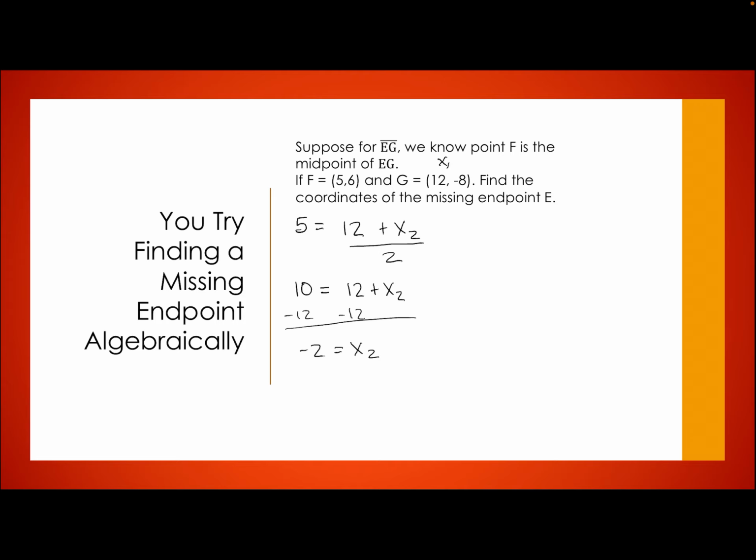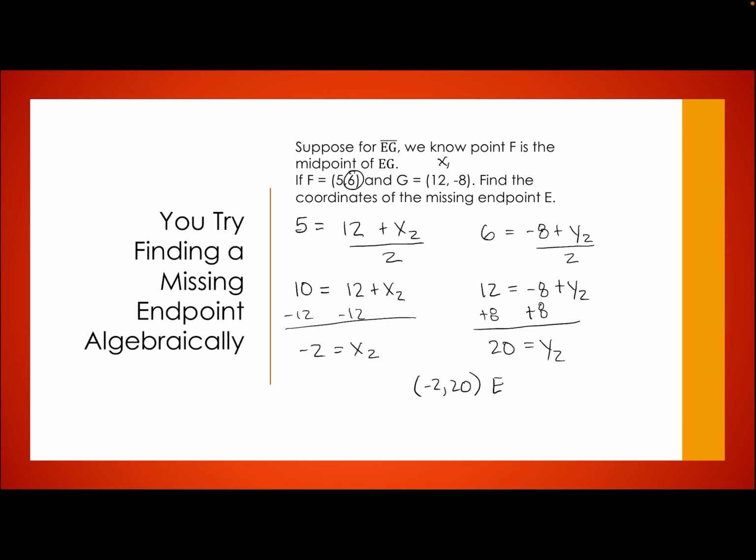We're going to do the same thing for the y-coordinate. The y-coordinate for the midpoint is 6. So 6 is going to equal negative 8 plus y2 all divided by 2. Next step is to multiply both sides by 2. So we get 12 equals negative 8 plus y2. And then we add 8 to both sides to get rid of the negative 8. And so we get 20 equals y2. So our coordinate is negative 2, positive 20 for point E.